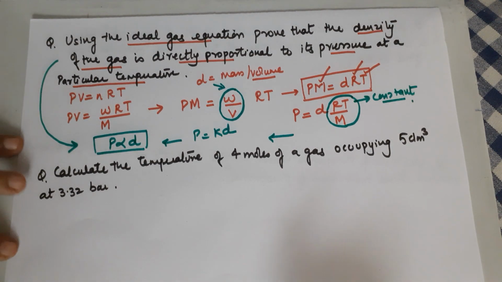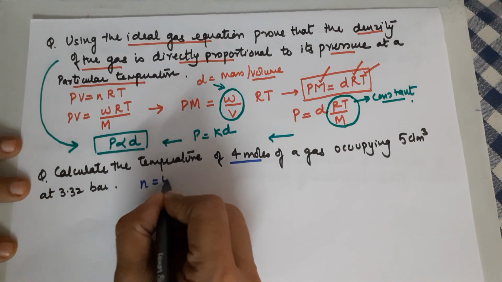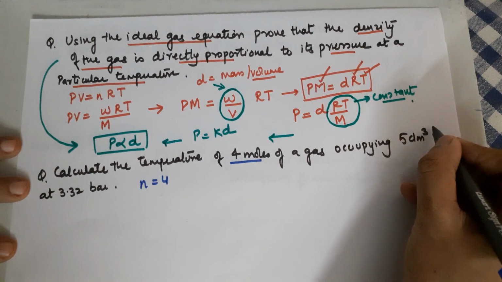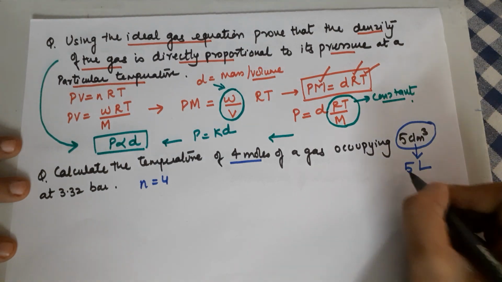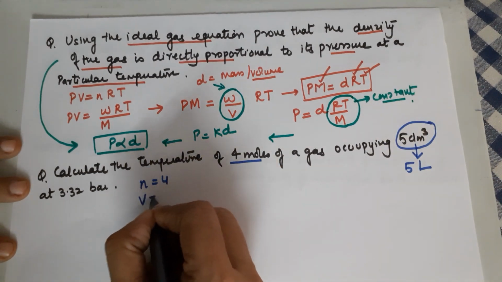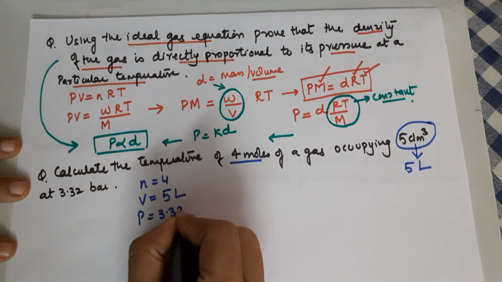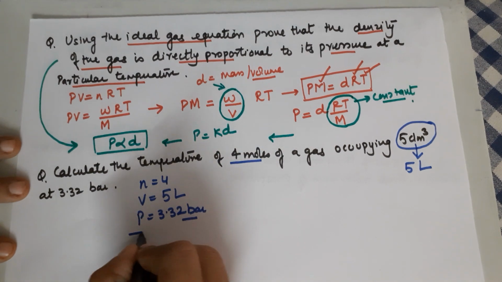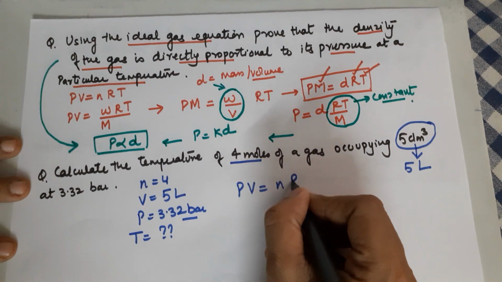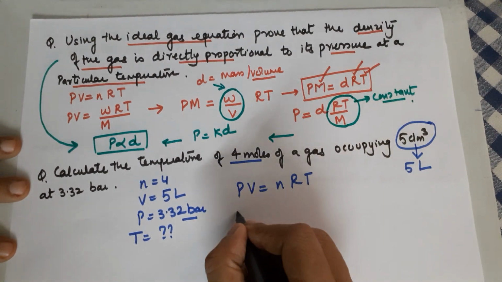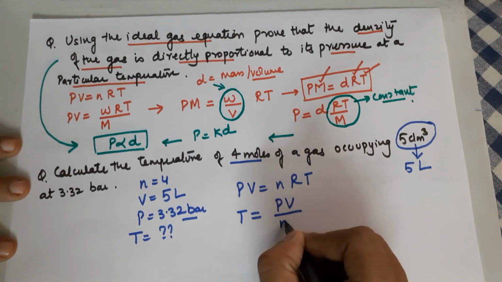Moving on to the next question. Calculate the temperature of 4 moles of the gas, that is n is given to you as 4, occupying 5 decimeter cube. Just a reminder, dm cube is the same as liter. So your volume is equal to 5 liters, and the pressure given is 3.32 bar, and you are asked to find the temperature. So the formula used is PV = nRT. Since you have to find the temperature, I am rearranging the expression as T = PV/nR.